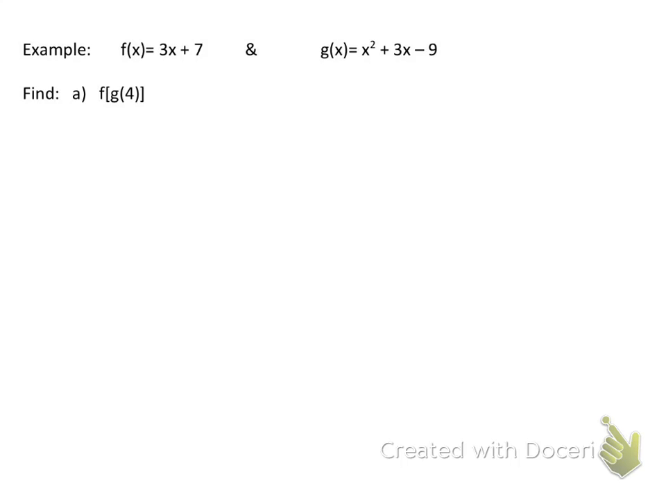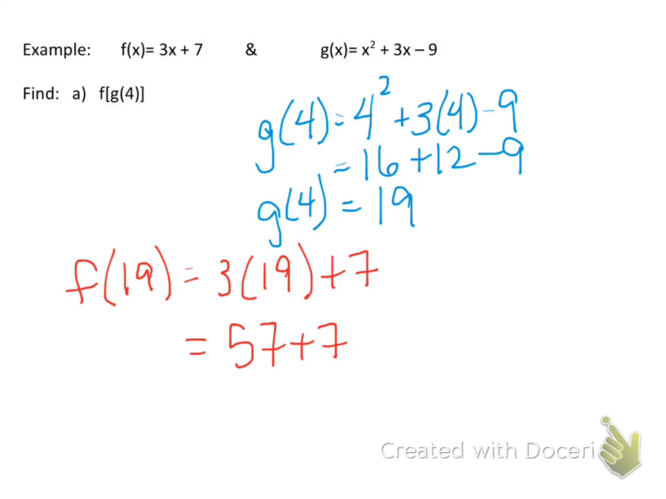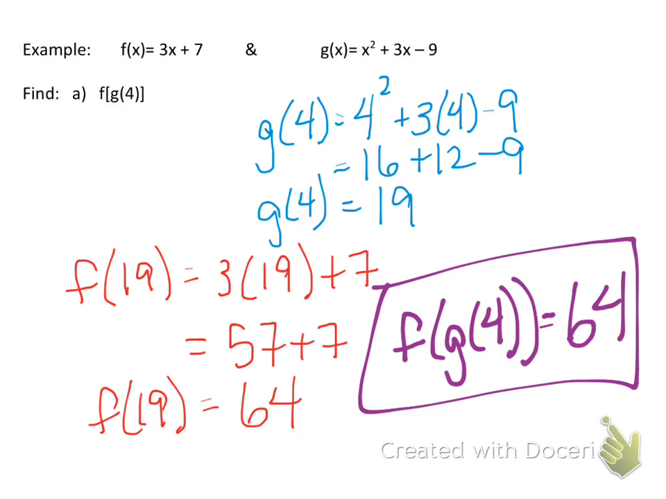The last example, f of g of 4. Well, we're given a real number, so let's just go ahead and find g of 4. Plugging 4 into the g function, 4 squared plus 3 times 4 minus 9. And simplifying that, we get g of 4 equals 19. So now we're actually finding f of 19. Plugging 19 into the f function and simplifying it, we find that f of g of 4 is 64.